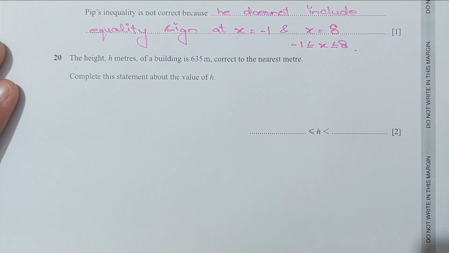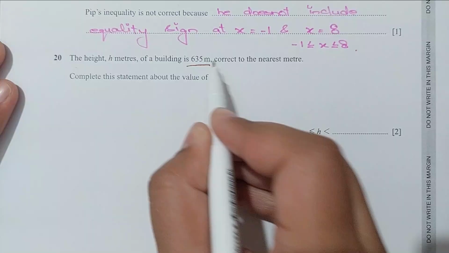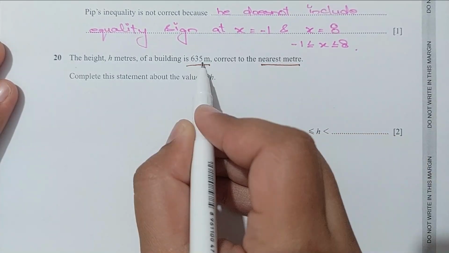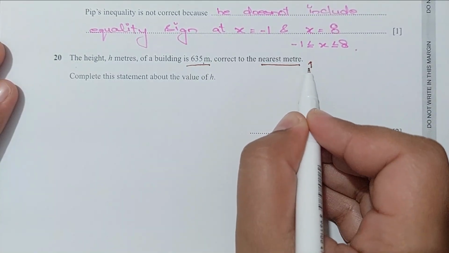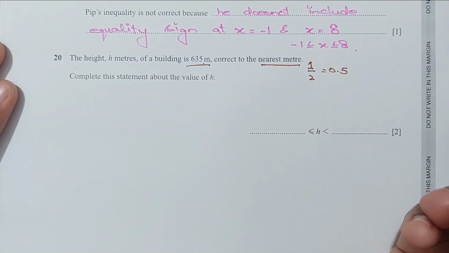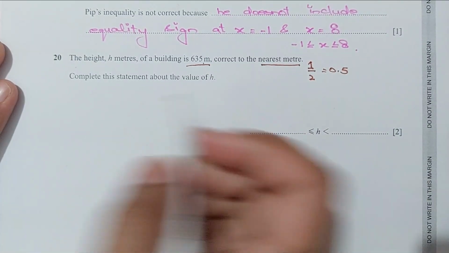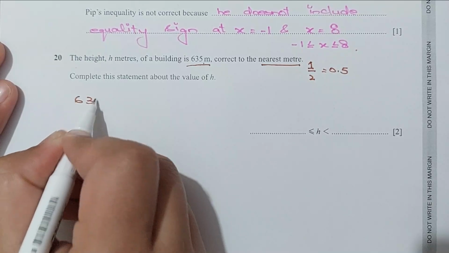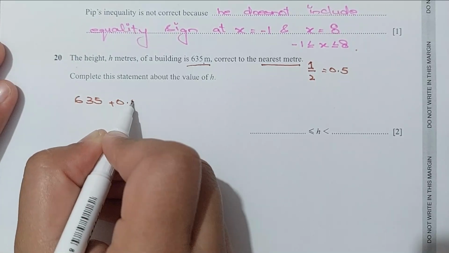Question number 20. The height h meters of a building is this much, correct to the nearest meter. So correct to the nearest 1 meter, divided by 2, which is 0.5. So find the upper and the lower bound. Complete the statement for the value of each. In 635, you have to add 0.5.